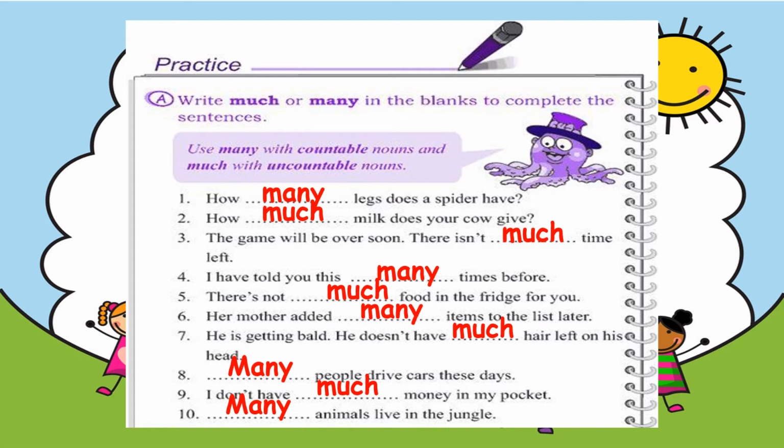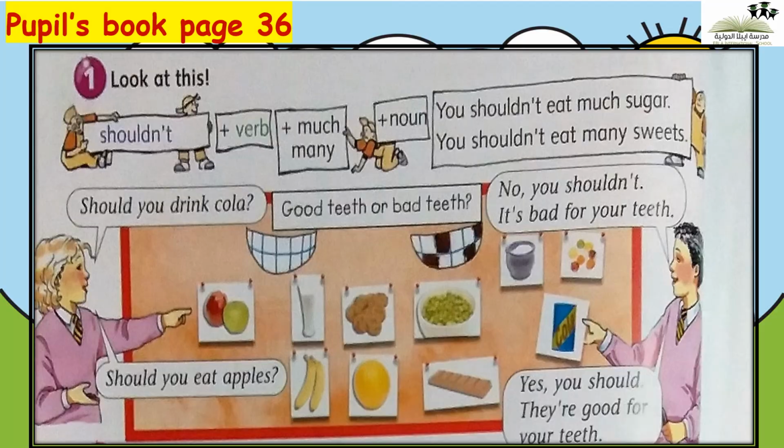7, he's getting bald. He doesn't have much hair left on his head. 8, many people drive cars these days. 9, I don't have much money in my pocket. And 10, many animals live in the jungle.